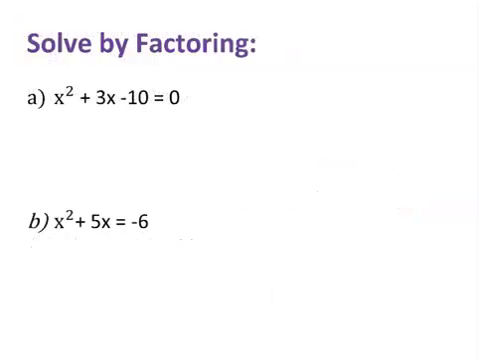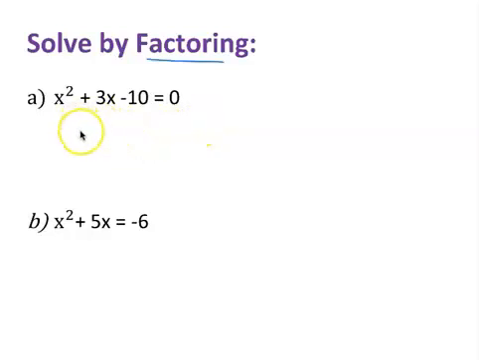Solve by factoring. So on the previous slide, our equations were already factored. They were in factored form. Now we have just a quadratic equation. We've got x squared plus 3x minus 10, and we want to solve that. We want to find the zeros. See how it says equal to 0? So we're trying to find values of x that, if we plug them into this equation, will make the equation equal to 0.